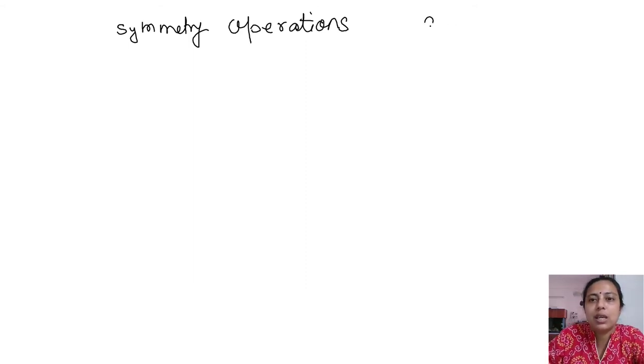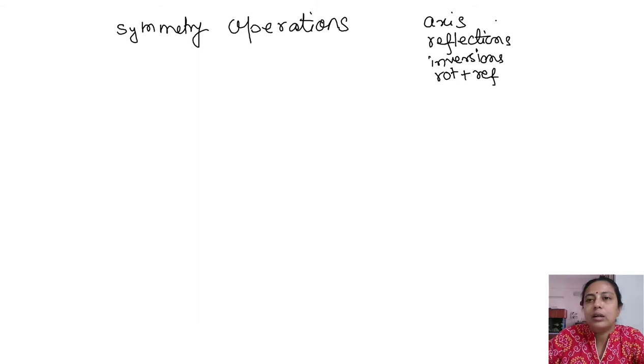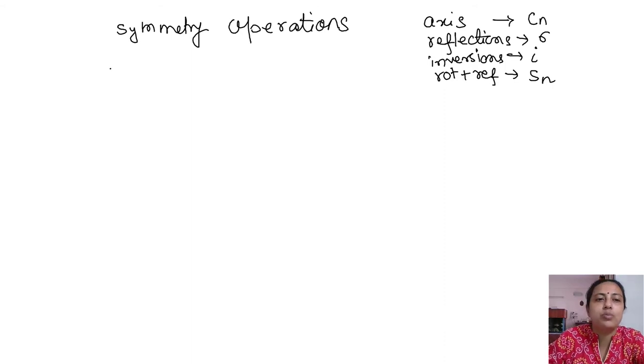The symmetry operations can be rotation about an axis, can be reflection, can be inversion, or can be rotation plus reflection. The symmetry elements associated with them are expressed as Cn, reflections as sigma, inversion element as i, and the rotation-reflection as Sn. So today we are going to observe a few of the interesting phenomena with these symmetry operations.